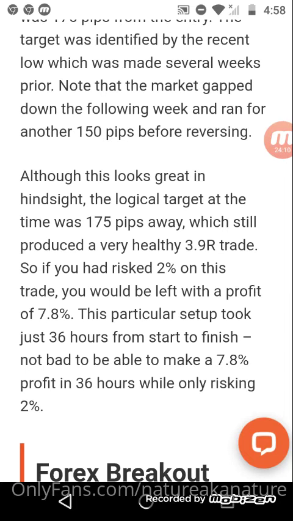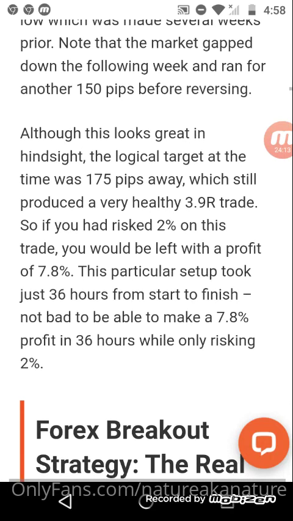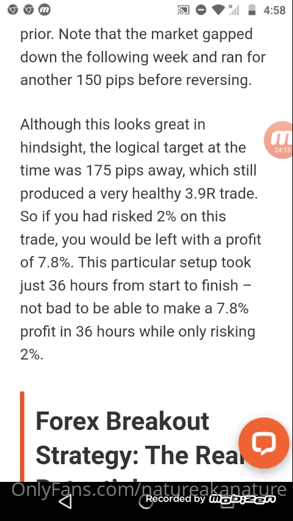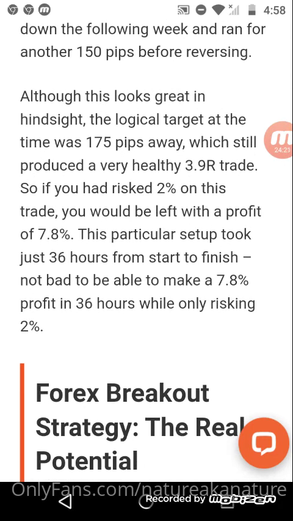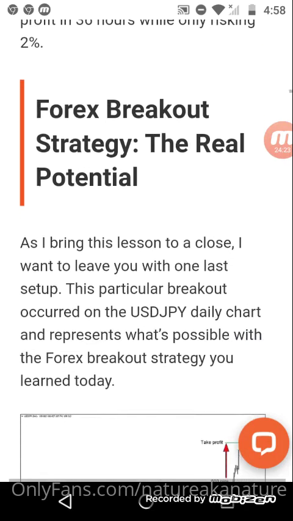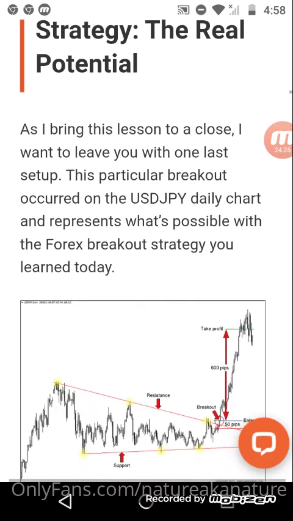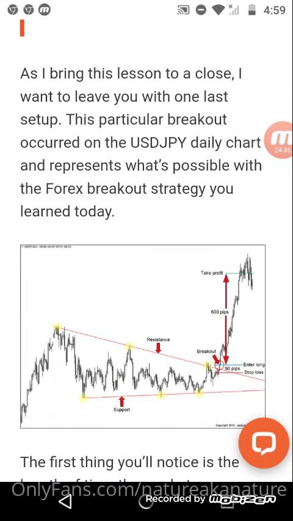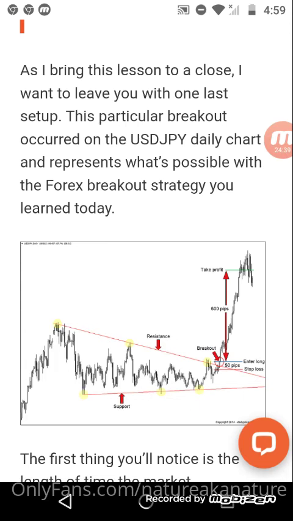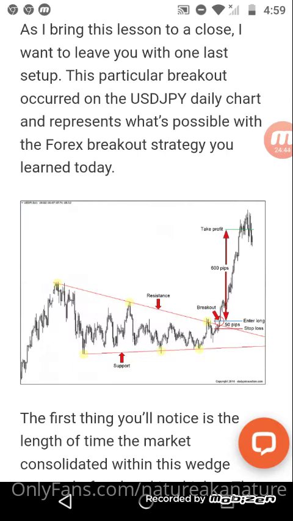As I bring this lesson to a close, I want to leave you with one last setup. The breakout occurs on the USD/JPY daily chart. It represents what's possible with the Forex breakout strategy you learned today. The wedge formed away from our resistance and our support, and it finally broke out. As soon as it broke out, we put our stop loss 50 pips below, and we enter on the breakout or the retest for a profit gain of 600 pips.